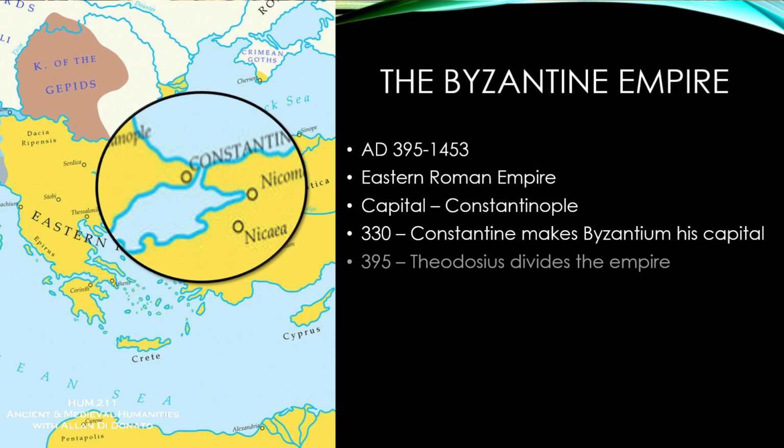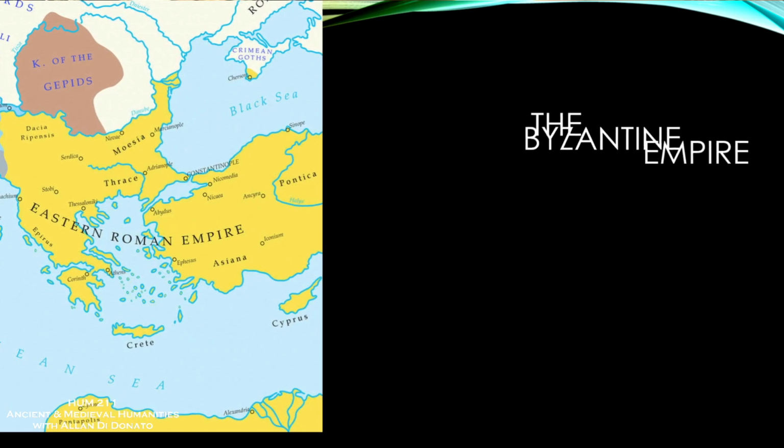Now, in 395, Theodosius, who was known as Theodosius the Great, dies. And when he dies, he leaves the empire to his two sons, Arcadius and Honorius. And it was the east that was given to his son Arcadius to rule. And that is going to be, like I said, the permanent division between east and west.